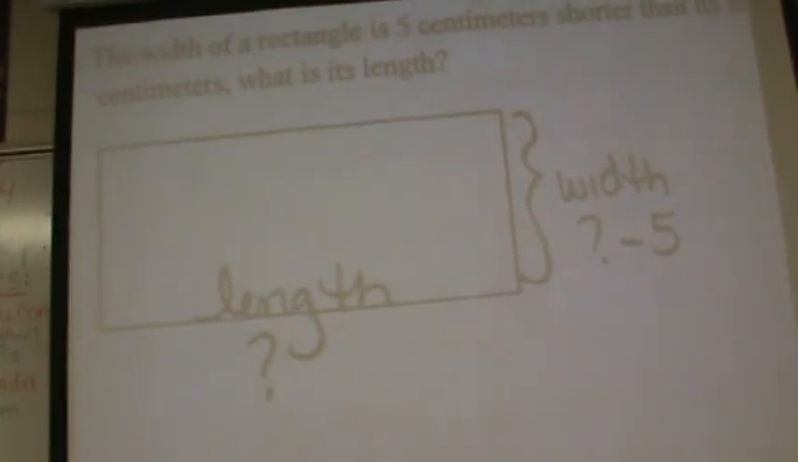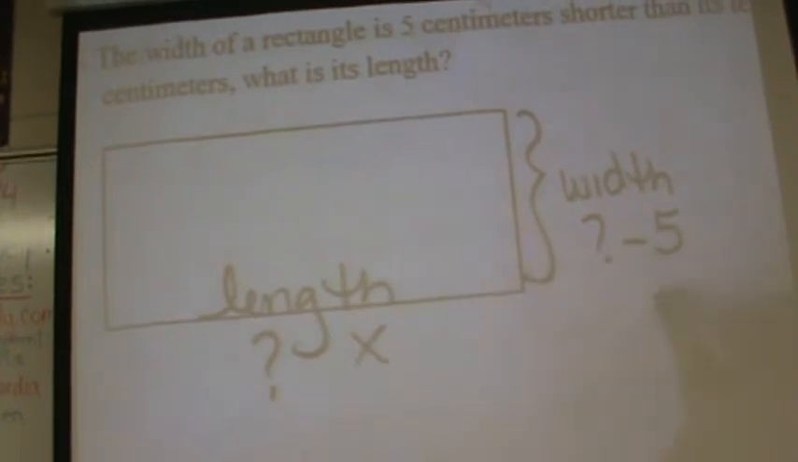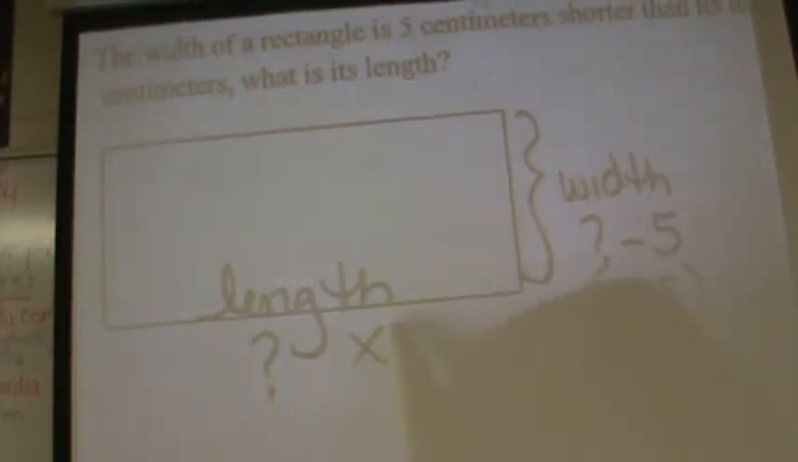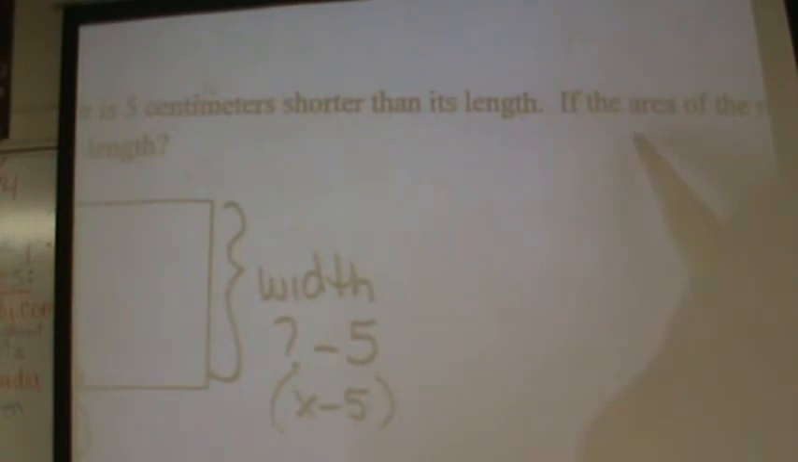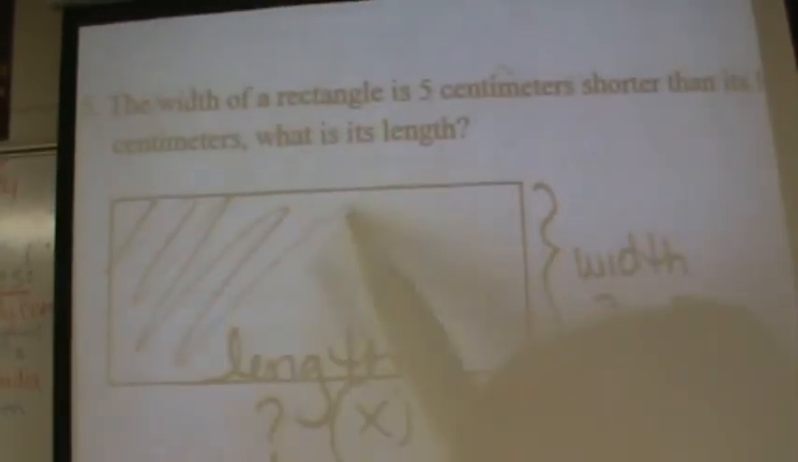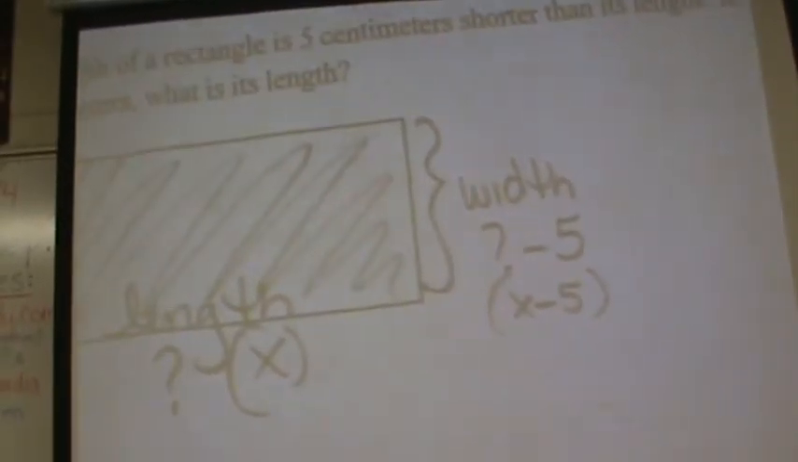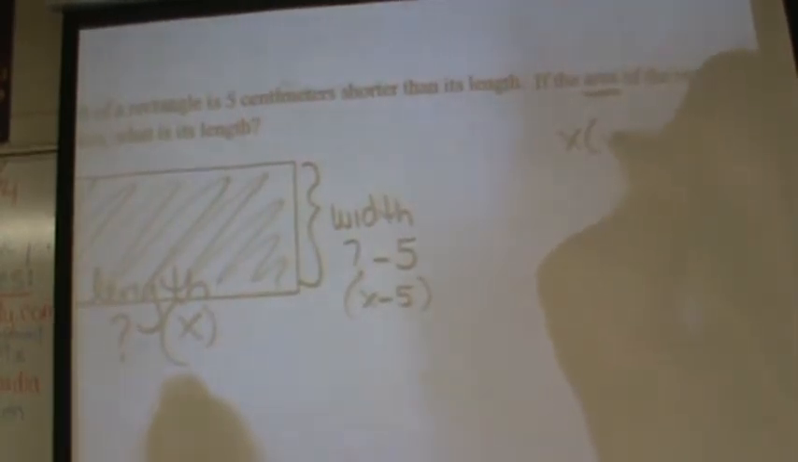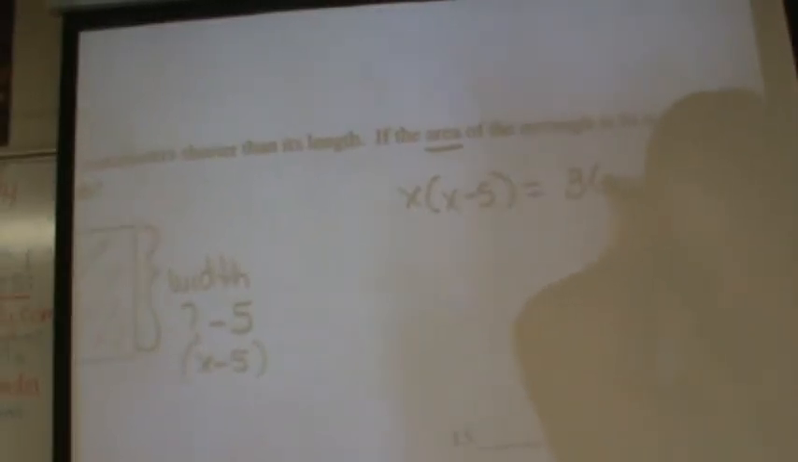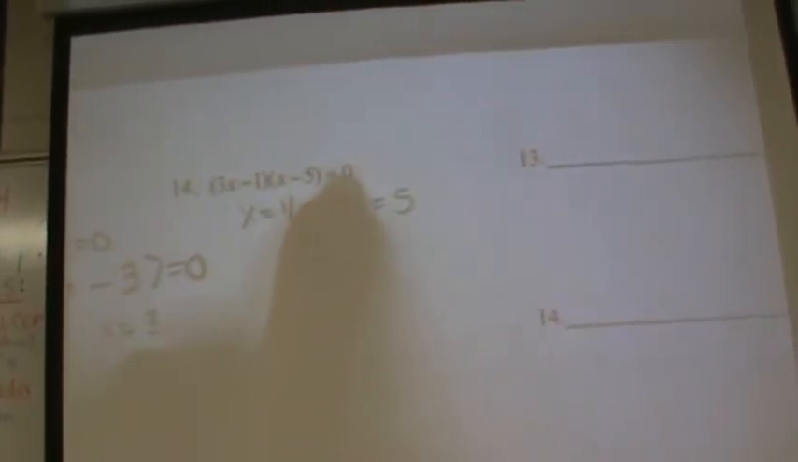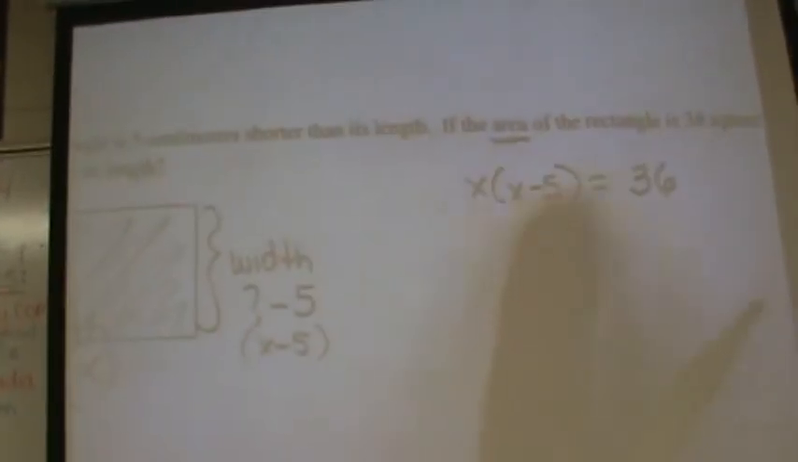So instead of a question mark, can we use x? So we're gonna call this x, and this is gonna be x minus 5. Are we cool with that? We talk about the area. The area is the space that fills up this rectangle. What is the formula for area? Basically, it's length times width. So if we multiply them together, and you set it equal to the area, which is 36, what would we do? Like I told you up here, if you don't have a 0 here, what do you do? This is like an example of that. What are we gonna do?